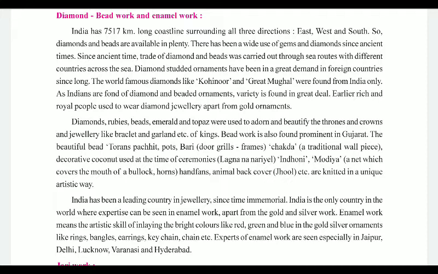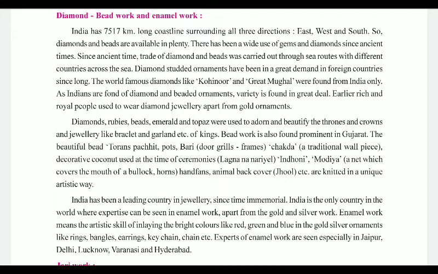As Indians are fond of diamond and beaded ornaments, variety is found in great deal. Earlier, rich and royal people used to wear diamond jewelry apart from gold ornaments. So due to the long coastal area, certain businesses like diamond and bead ornaments flourished.